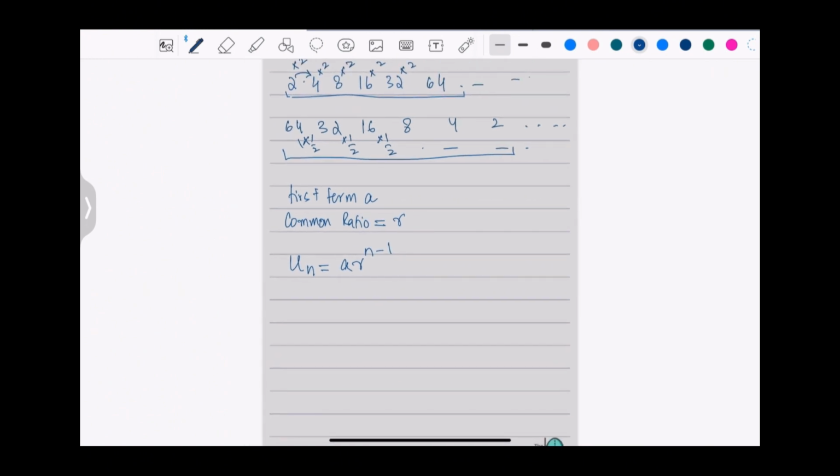So let's say in this pattern, A is equal to the first term, which is 64, and R is 32 over 64, which is equal to 1 over 2. And if I have to find the fifth term, so first, second, third, fourth, fifth, the answer should be equal to 4. So let's apply this.